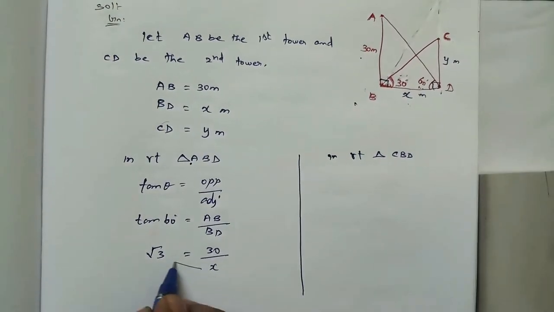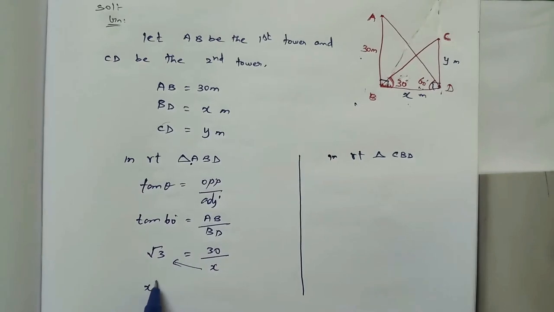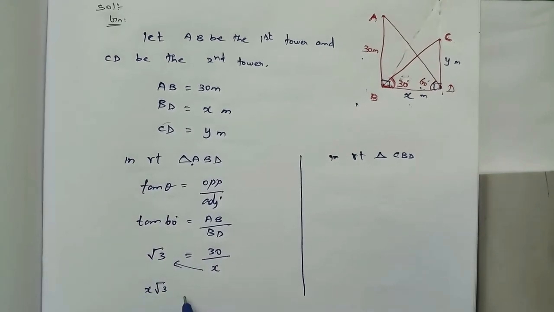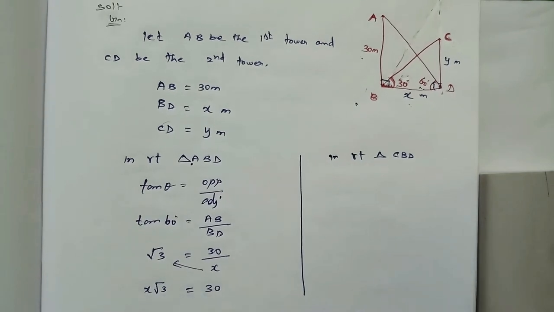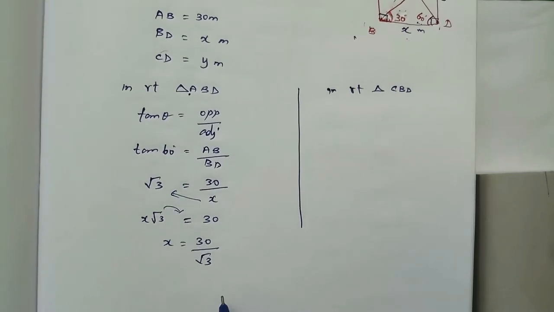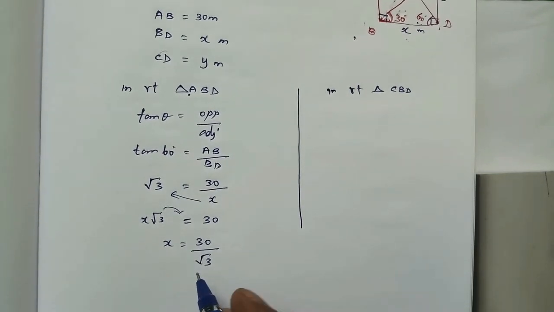Bringing this X to the LHS, we get X into root 3 or root 3 into X is equal to 30, right? But what we need is X alone. Taking this root 3 to the RHS, X is equal to 30 divided by root 3, right? Is it possible to simplify further? Shall I simplify now?